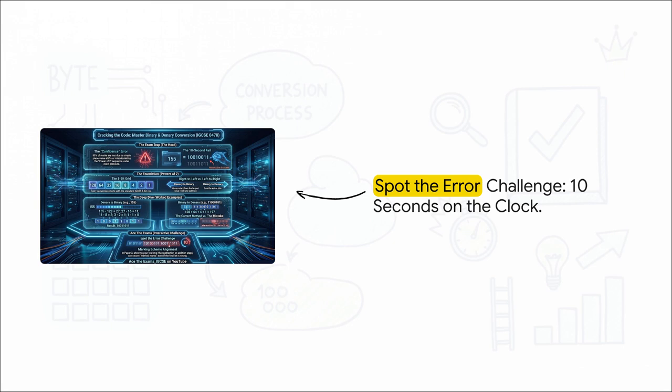Remember, every column must be exactly double the column to its right. 16 is double 8. 32 is double 16. By slipping a standard number 10 into a binary grid, they corrupted the entire calculation. Always, always double-check your grid headers before you start doing the actual math.